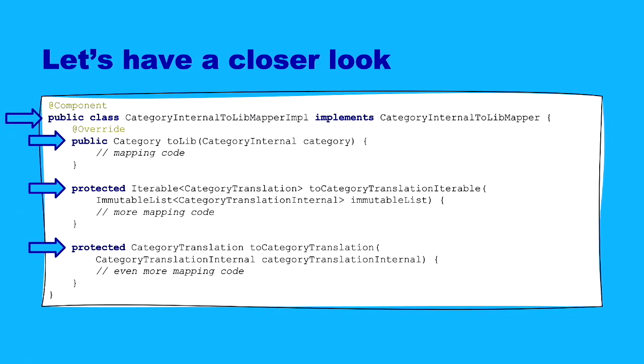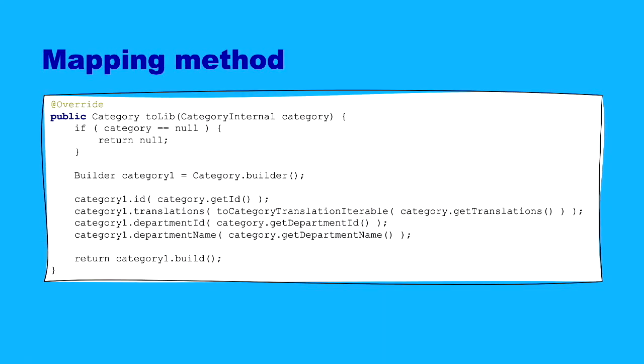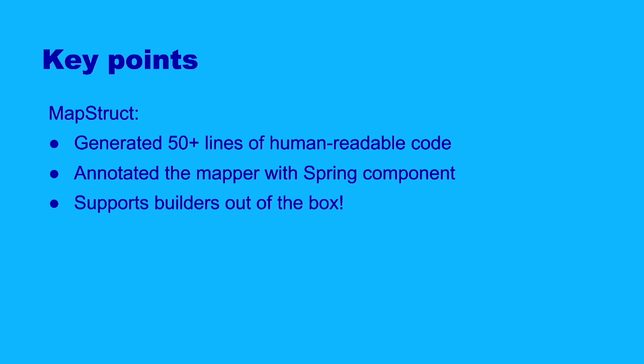So let's have a closer look at the to-lib mapping method, the one we requested. If we look at that, we'll see that MapStruct starts with doing a null check. We'll see that that one's not ideal later on. It instantiates a builder, so it does play well with builders. It uses the builder to set each field, copying from the source to the target model. It does use the helper method we've just seen for dealing with the list of translation objects. And ultimately, it returns a built category object. So this is basically the code you probably would have written yourself. So key points: MapStruct generated 50+ lines of human readable code. It annotated the mapper with a Spring component, and it supports builders out of the box.